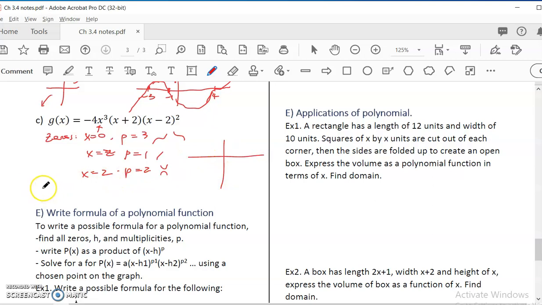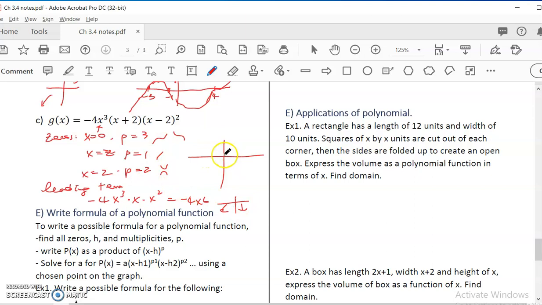Oh, and then also end behavior. So the leading term, what's the leading term? -4x cubed times x squared. -4x cubed. The coefficient is very important. Times x squared. So this is x to the 6, right? -4x to the 6. So that means down, down. So in a way, it's down, down.